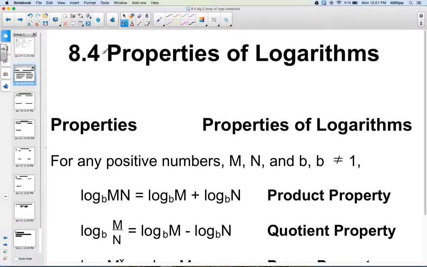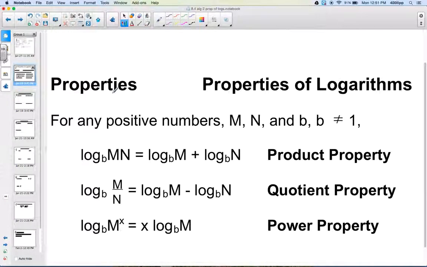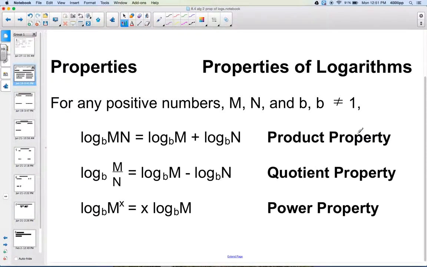Okay, today we're going over 8.4 properties of logarithms. So we're going to be looking at three different properties here. And the first one we have is the product property.